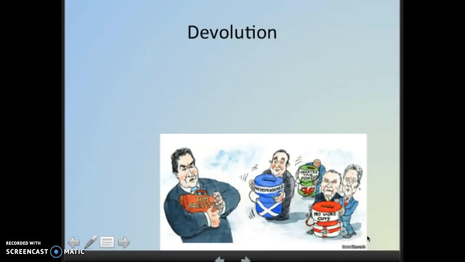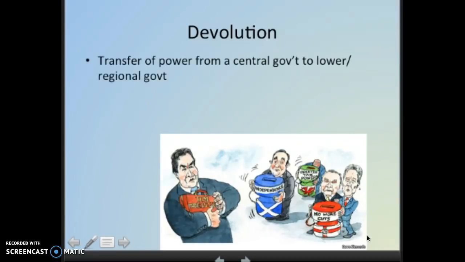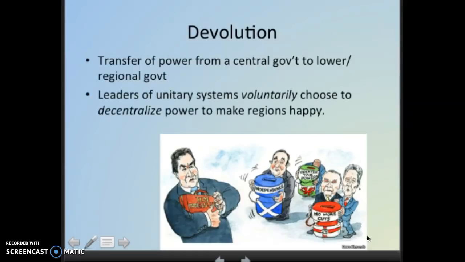Okay. Devolution. We learned about the devolution of power in U.S. government, when the federal government gives some power to the states. And that can happen in AP Comparative too. We're going to look at how leaders of unitary systems will actually devolve power to regional governments in order to make the people of those regions happy.